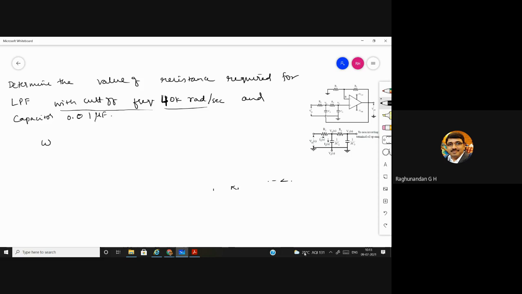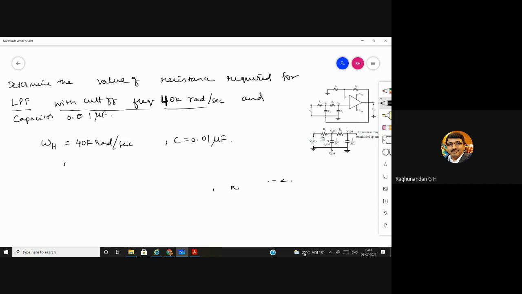Whenever you are talking about low pass filter, which will be the cutoff frequency? Higher cutoff frequency. So this will be omega H. Please remember, when you take high pass filter, the cutoff frequency will be lower cutoff frequency. Because that is the point till where we can expect some maximum gain. After that, the gain starts reducing. So omega H is being given. It is 40k radians per second, and capacitor value is given 0.01 microfarad.